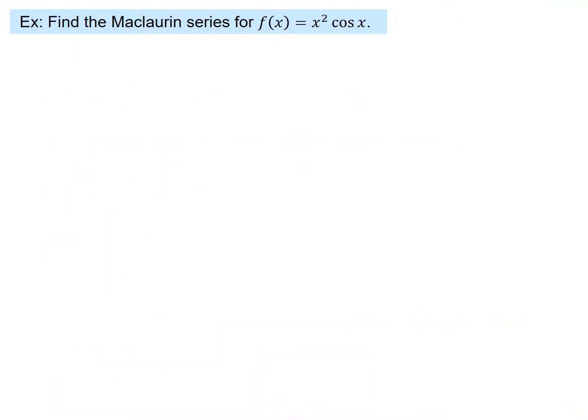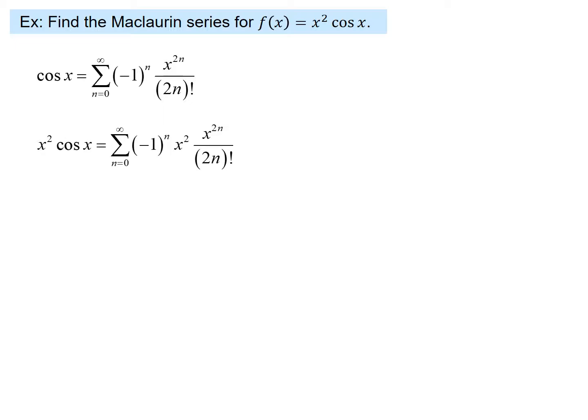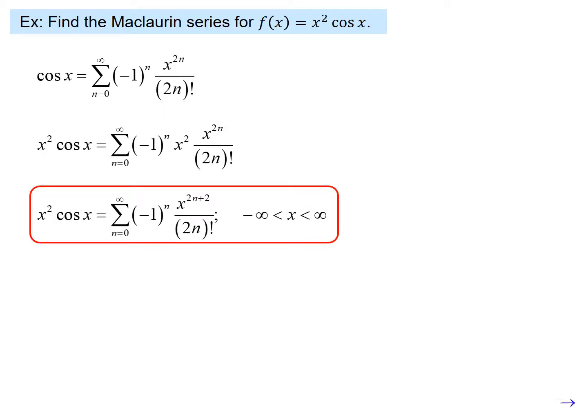Now we're going to find the Maclaurin series for x squared times cosine of x. So we start with the series that we know, cosine of x. We multiply it by x squared. Well, that just means we multiply each term in the series by x squared, which simplifies to x to the 2n plus 2 over 2n factorial, all of that multiplied by negative 1 to the n.